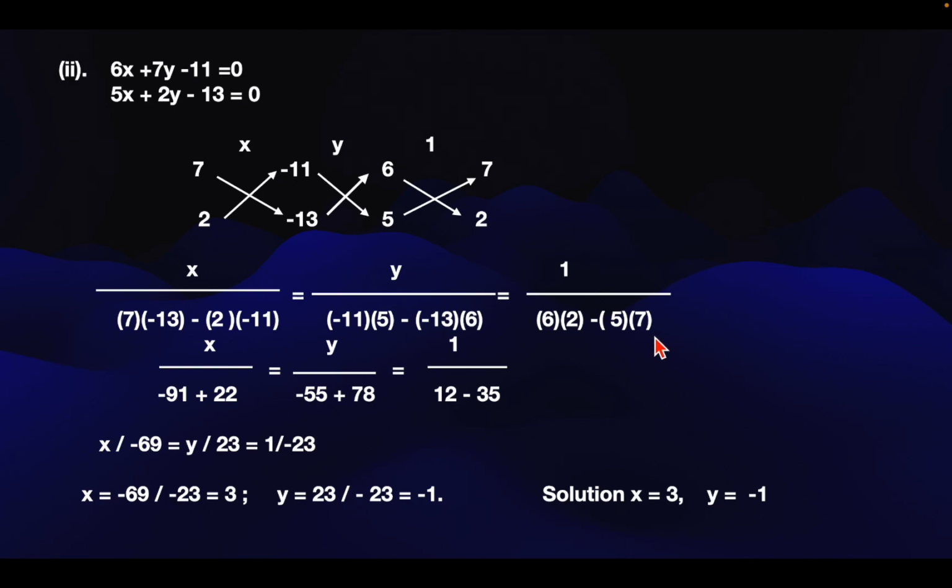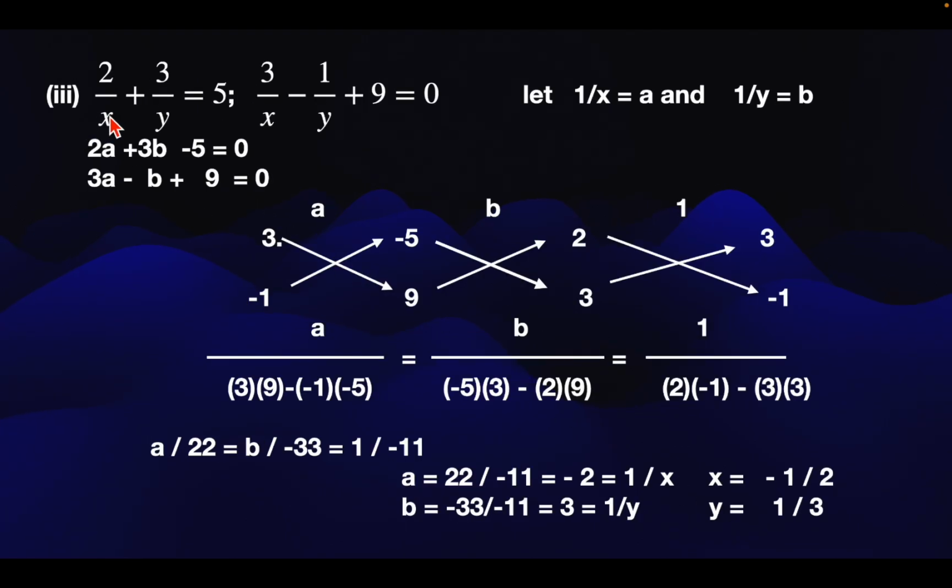Then simplification is very easy. Carefully do it. Be careful of the signs. And you will get like this. X upon minus 69 is equal to y upon 23 is equal to 1 upon minus 23. So this will be x is equal to minus 69 upon minus 23. That is 3. Y is equal to 23 upon minus 23. That is minus 1. Solution is x is equal to 3, y is equal to minus 1.